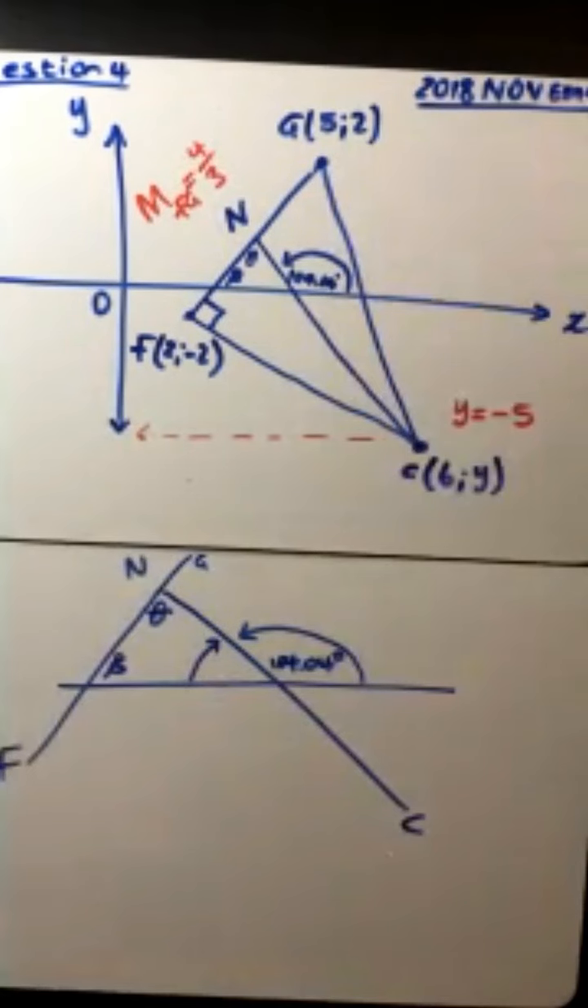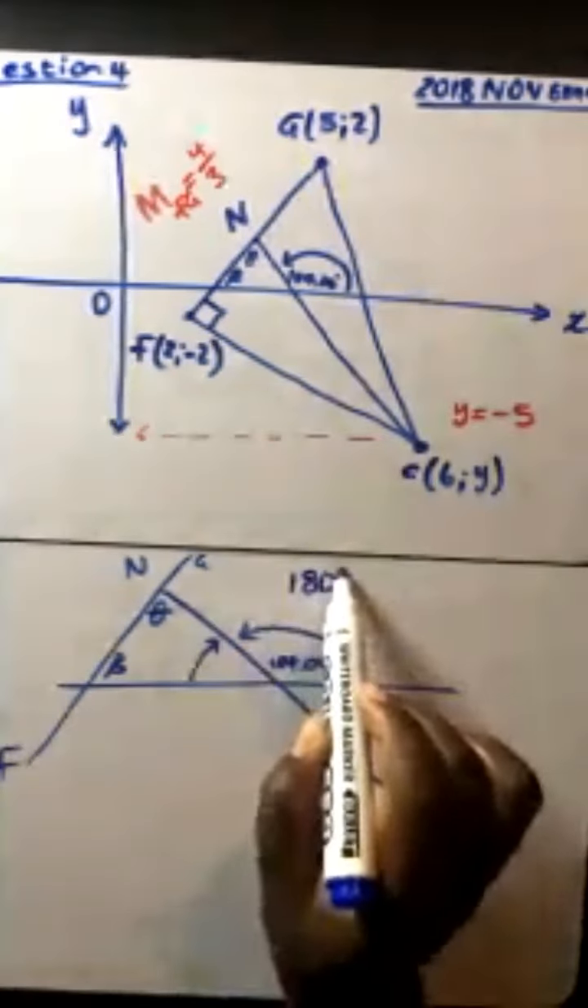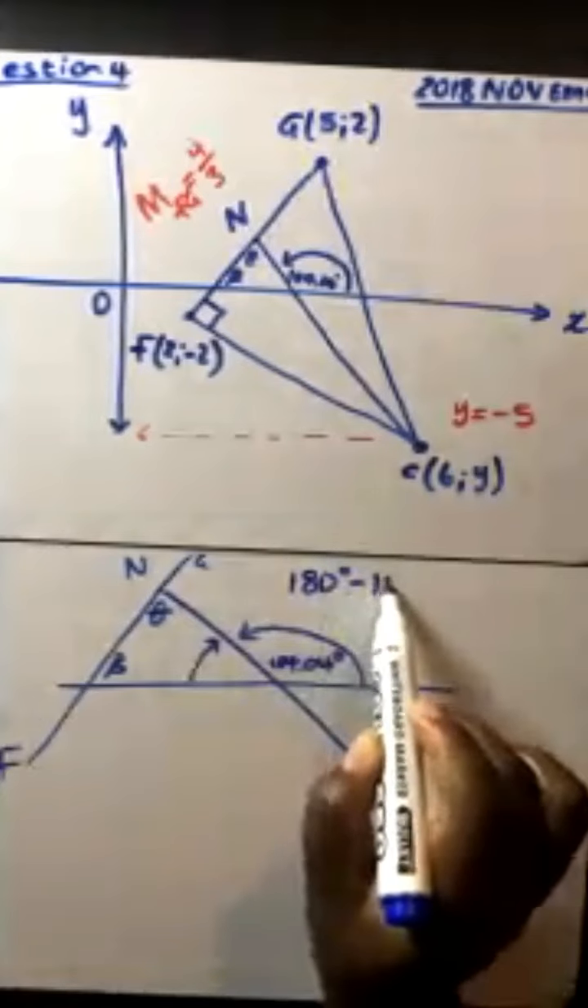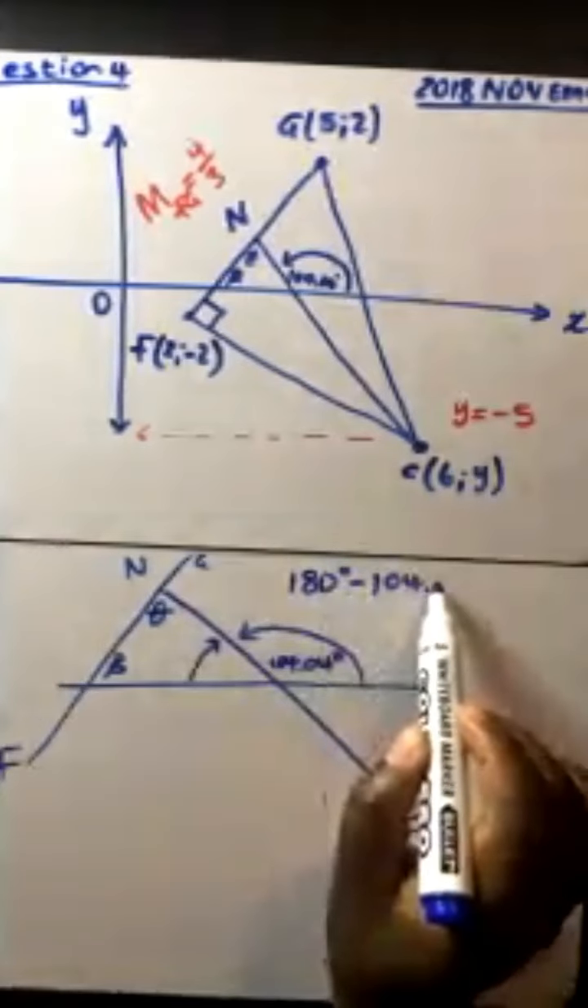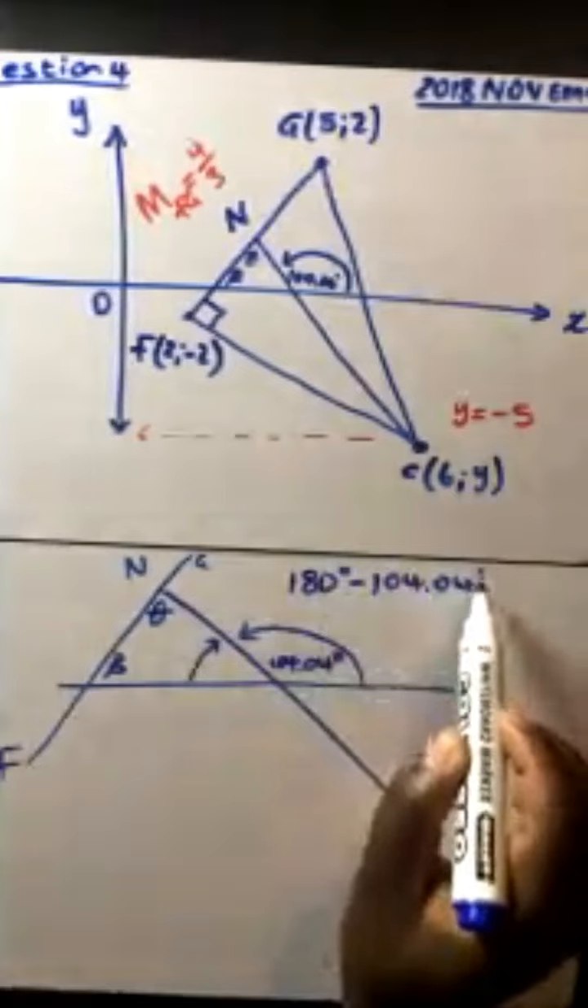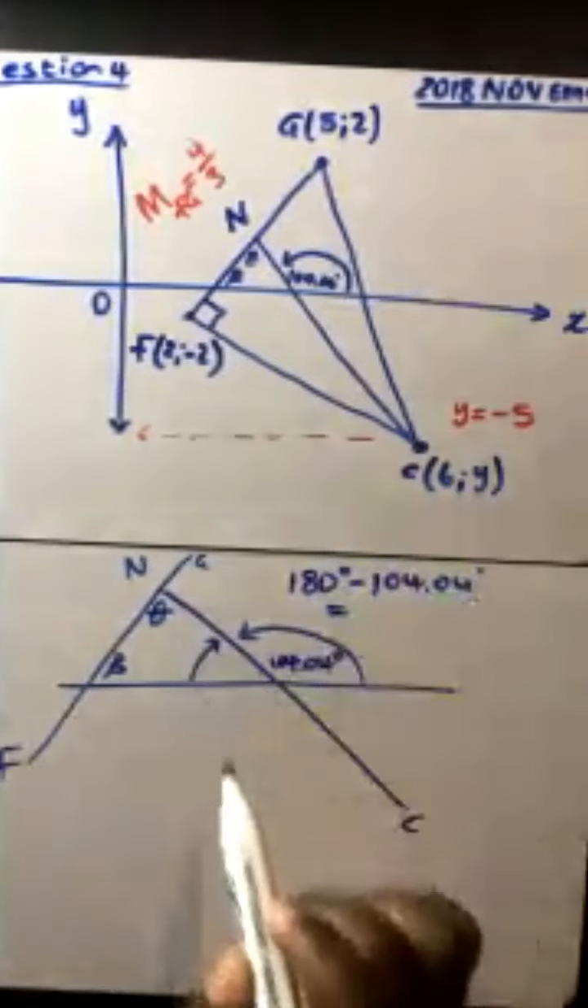We could use the rule of supplementary angles because it's a straight line. So we subtract that given value from 180 to get that angle. 100%. So that means 180 degrees minus 104.04 degrees will give us that angle.